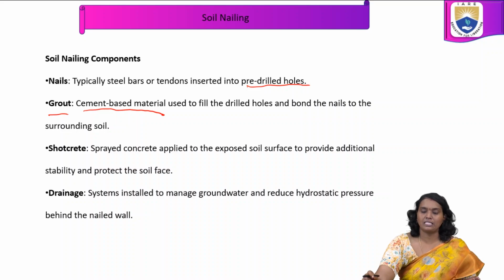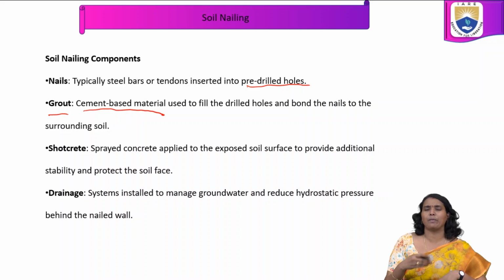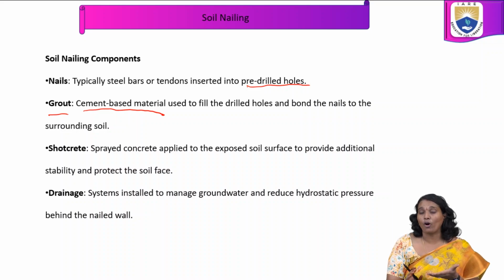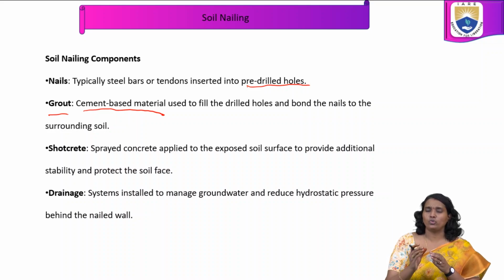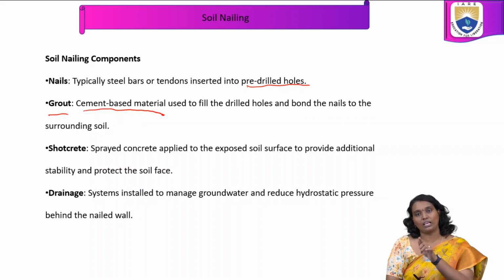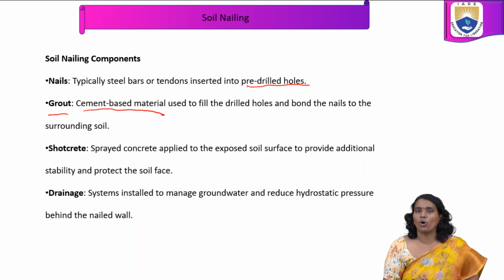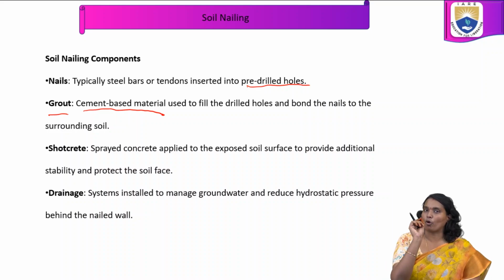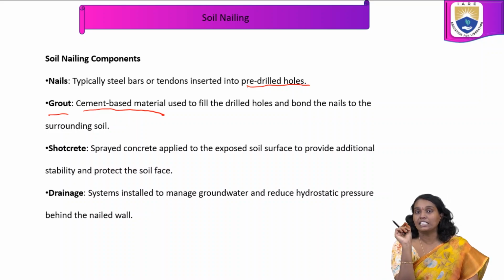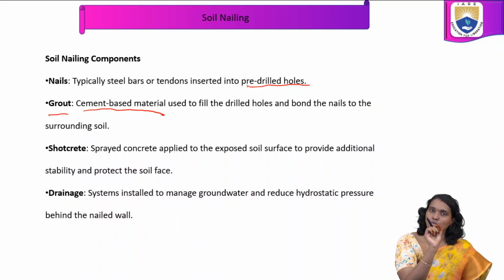It may be different types of cements. Which type of cement or material we choose for getting that bond to the surrounding soil depends upon the condition of the soil, its properties, and the desired properties of the soil for the construction work. Based on that, we choose the grouting material.